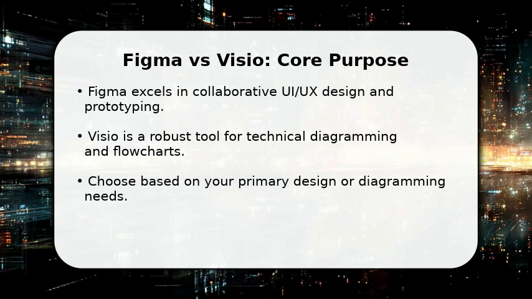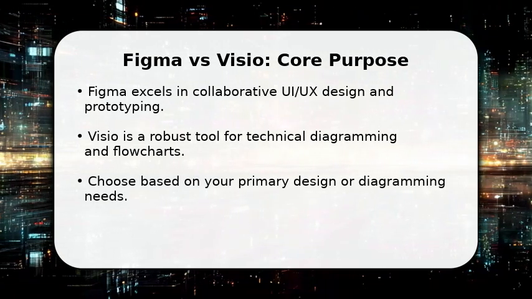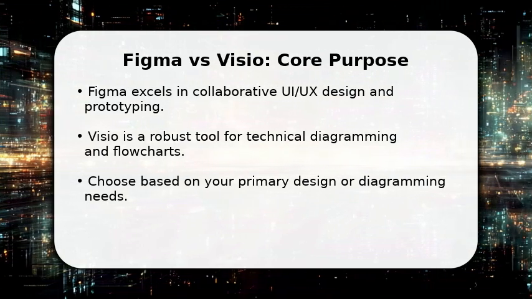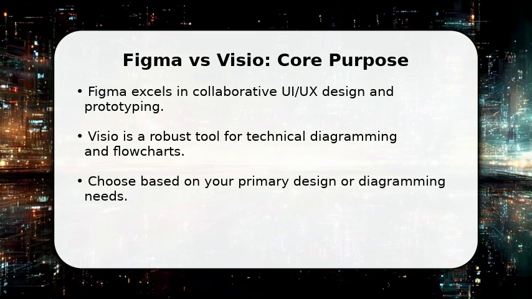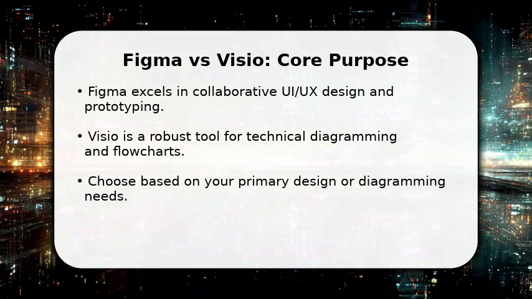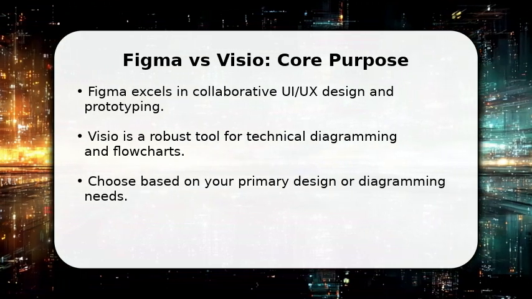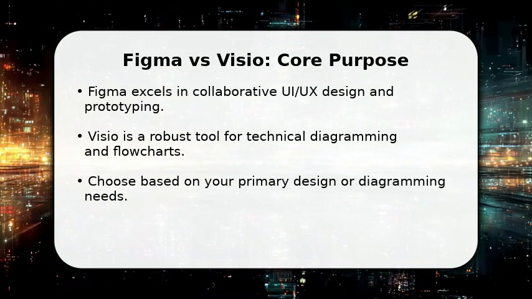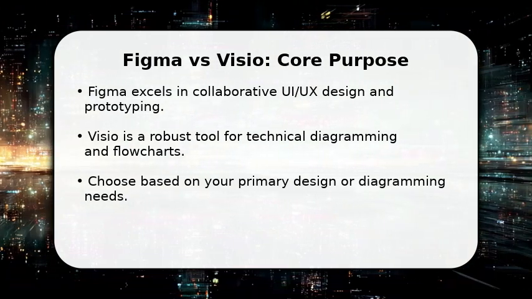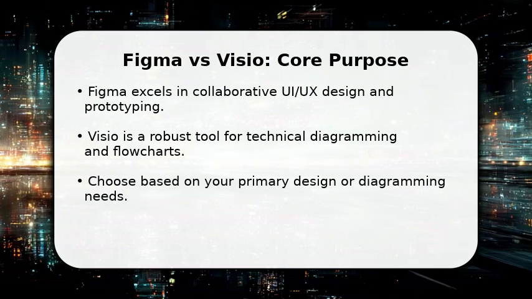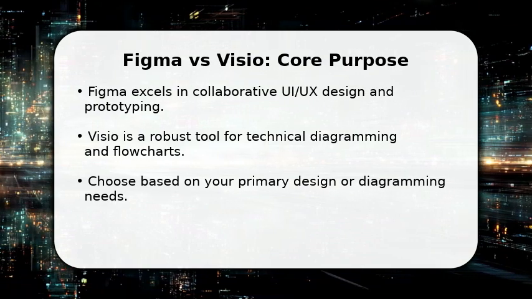In this video, I will compare Figma versus Visio. Figma is primarily designed for collaborative user interface and user experience design, allowing teams to create interactive prototypes and design systems in real time. Visio, on the other hand, is a powerful tool for technical diagramming, flowcharts, and process mapping, often used for business and engineering purposes. Your choice depends on whether your main focus is on digital product design or detailed technical documentation.